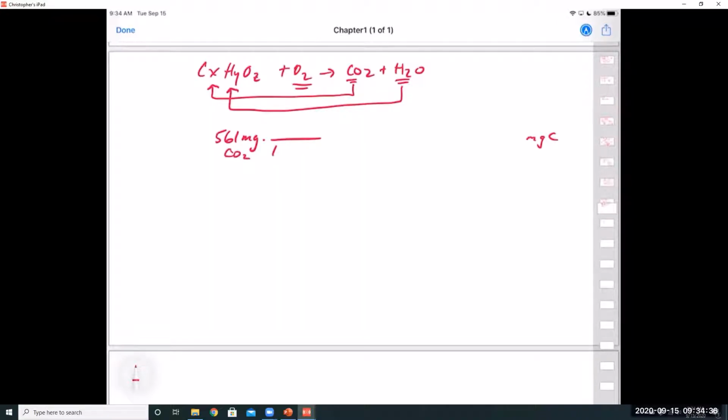We have to go through the number of moles of carbon dioxide and then figure out how many moles of carbon were built into that. So we put our 1,000 milligrams for every 1 gram. That gets us to grams. Then we have our 44.01 grams of the CO2 for every 1 mole of CO2. Then for every 1 mole of CO2, we have 1 mole of carbon. And then for the mass of carbon, for every 1 mole of carbon, we have 12.01 grams. That's going to get us the mass of the carbon, and that was 153.1 milligrams.